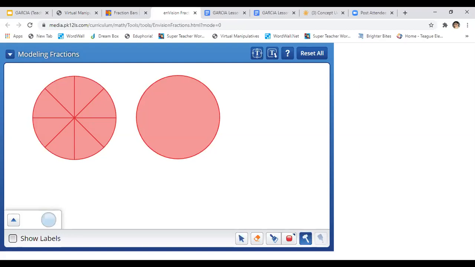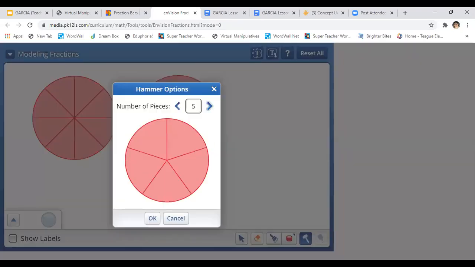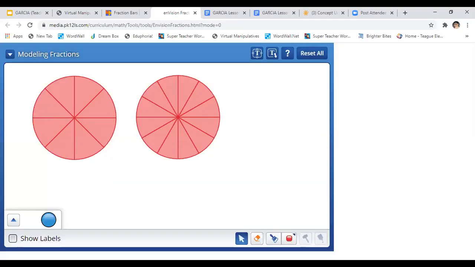I'm going to ask for 12 pieces. That's how much they sliced the pizzas into, 12 slices for the girls. And then I'm going to go ahead and color it in. For the boys, they ate this much, okay? And for the girls, they ate this much, all right?